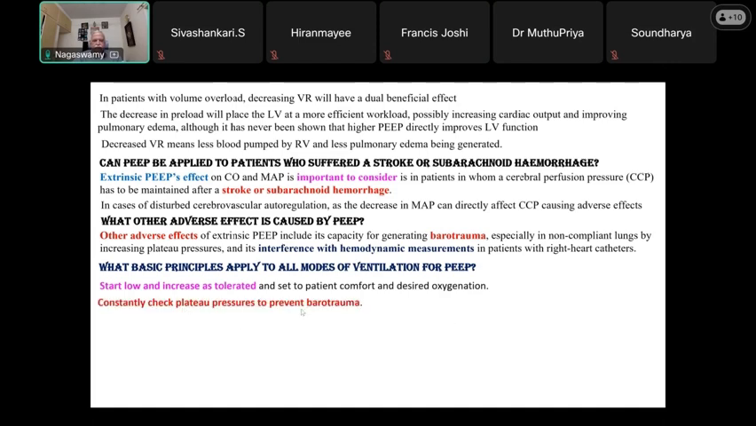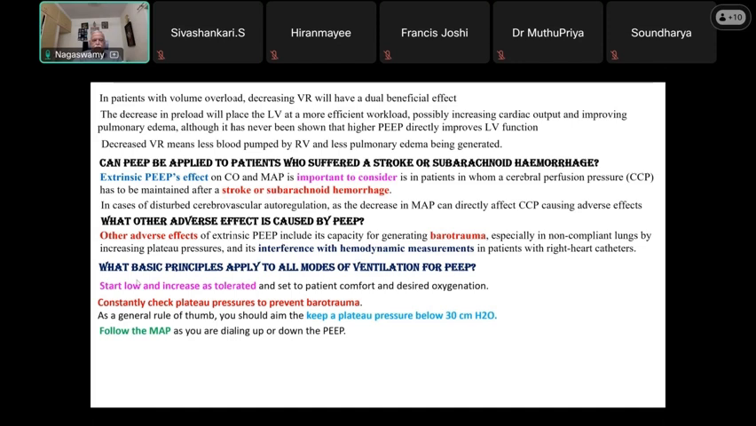Constantly check plateau pressure to prevent barotrauma. As a general rule, keep plateau pressure below 30 centimeters and follow MAP as you are dialing up or down. Very important. Start with a low PEEP, say 5 centimeters, then increase it to 7, 8, 10, 15. Maximum you can go up to even 30, but the plateau pressure should be kept below 30 centimeters of water. And keep a watch on the mean arterial pressure. Even though you are not worried about the systolic or diastolic, always keep a watch on the mean arterial pressure.